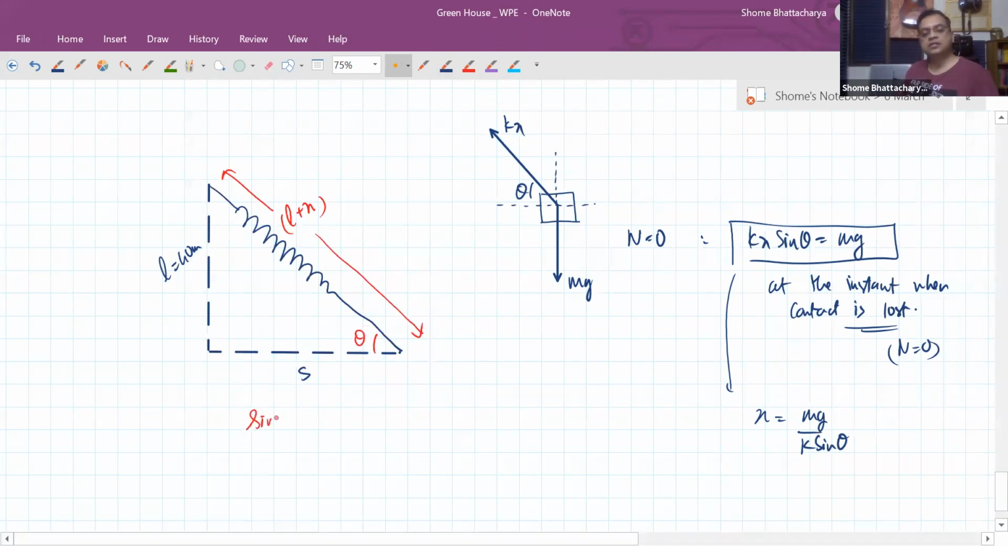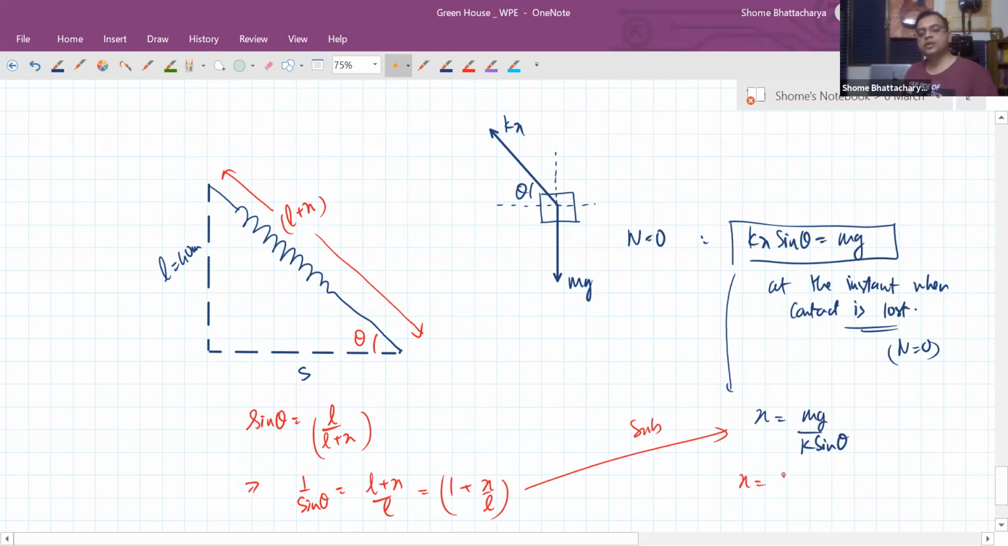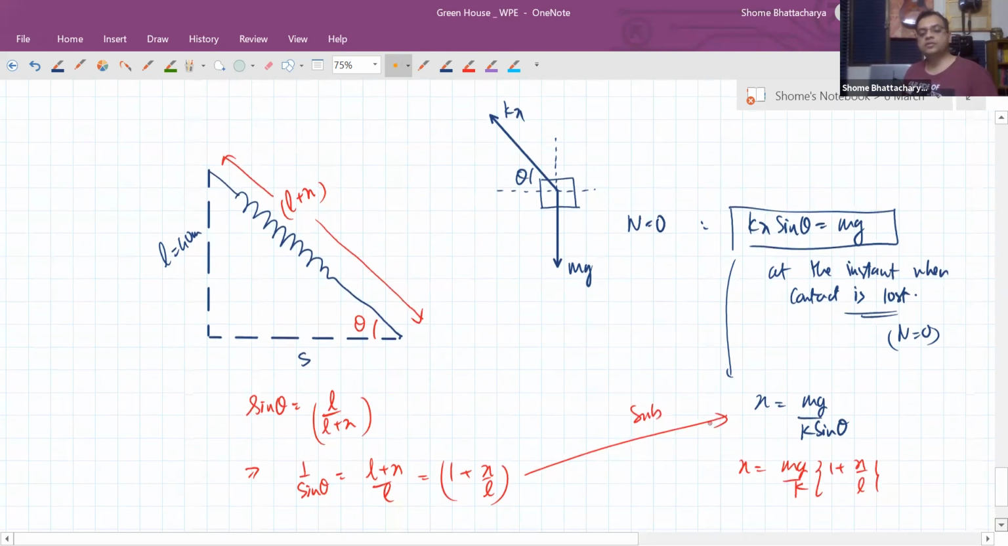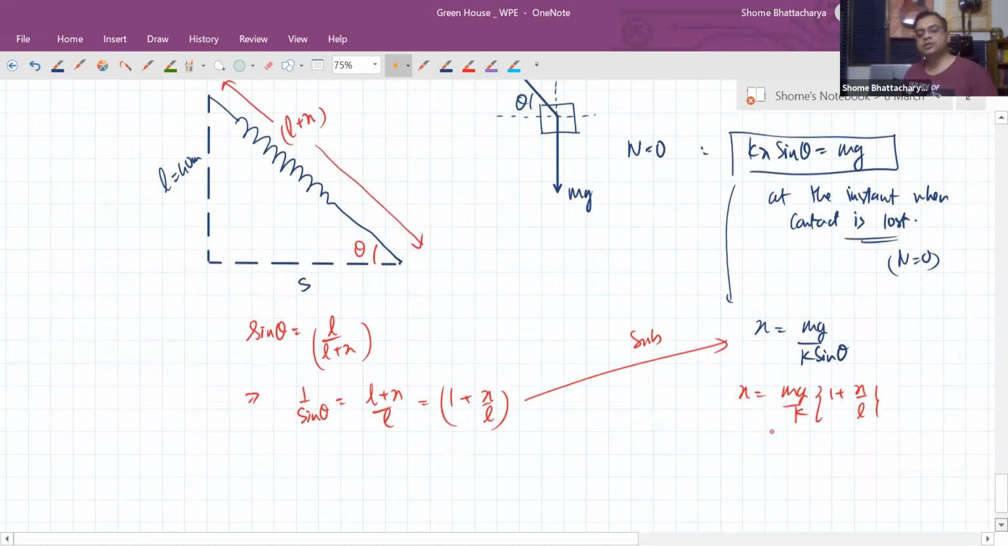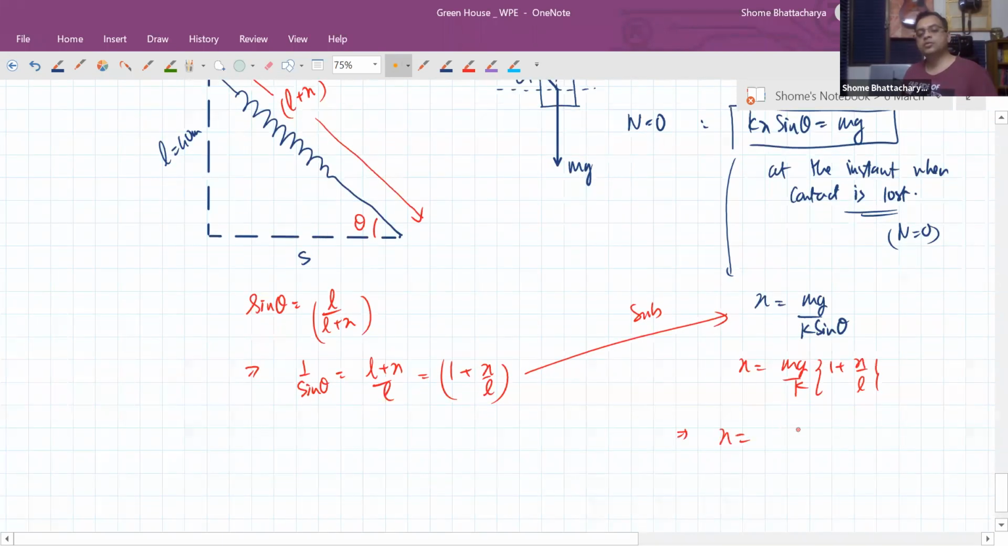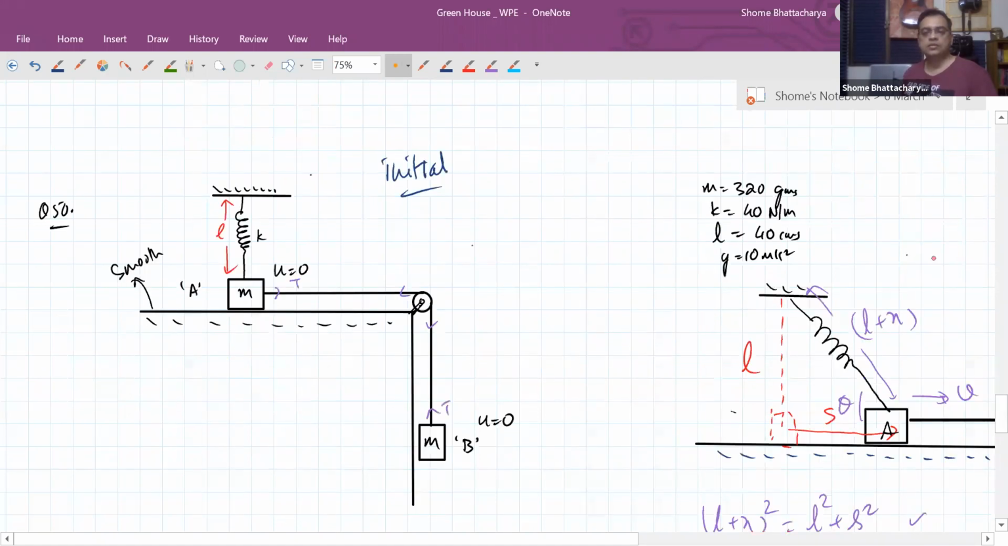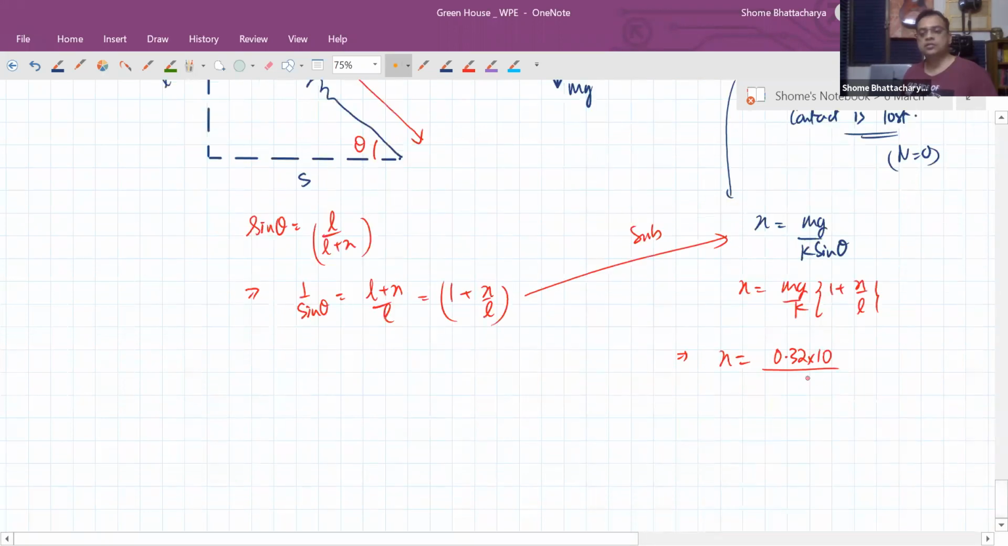So you can see from this sine theta is equal to L upon L plus x, okay, or 1 by sine theta is 1 plus x by L. So substitute that in this equation. So you get x is equal to mg by k into 1 plus x by L. So from this we can find out x first of all. Okay? So x is equal to, now mg was how much? 0.32 into 10 divided by the spring constant, which was 40 newtons per meter, into 1 plus x divided by L, which was 40 centimeters, so 0.4. So from this we'll get the value of x.